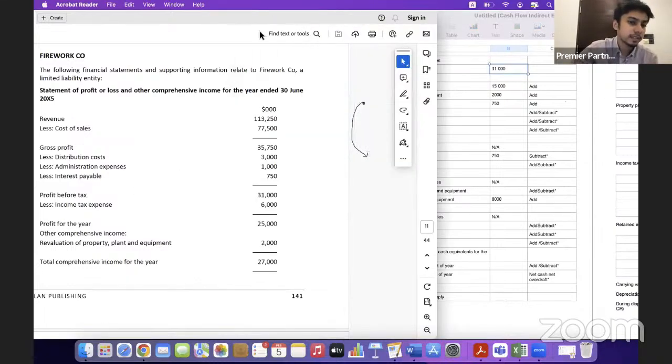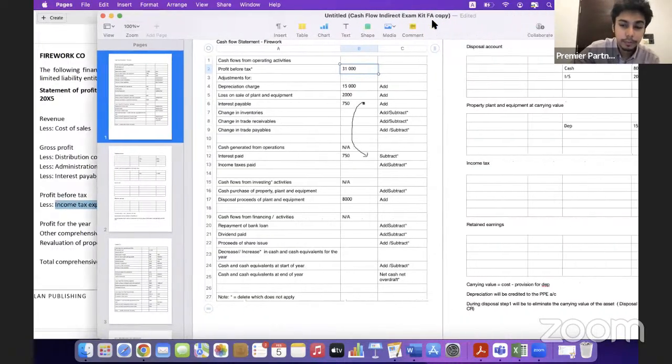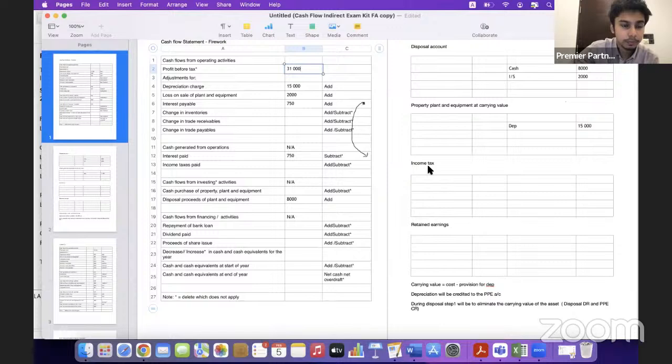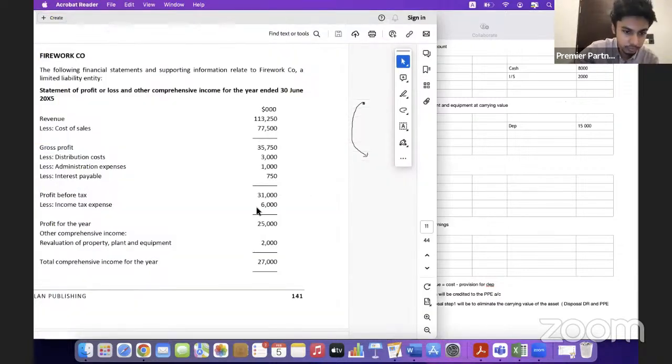Income tax expense. Guys, remember income tax expense. Can you guys remember that we were doing an income tax account? So that income tax expense part, we have to mark it over here and show in our account. Okay, so let's start with that one then. Okay, let's do this one.